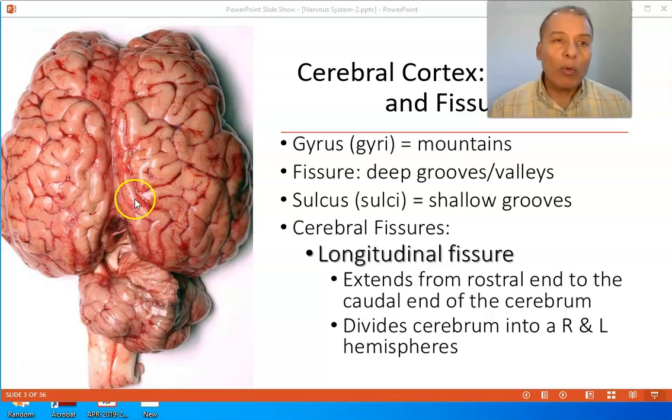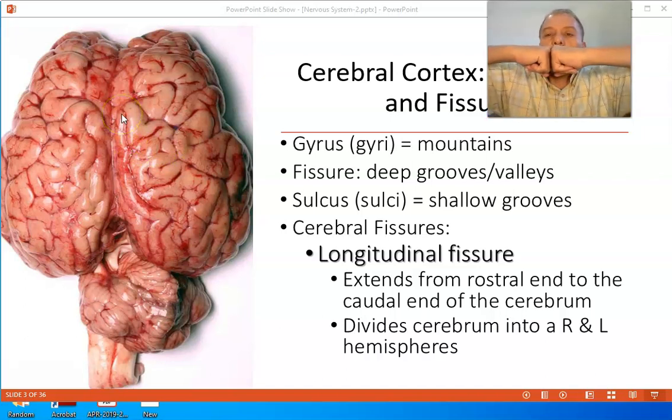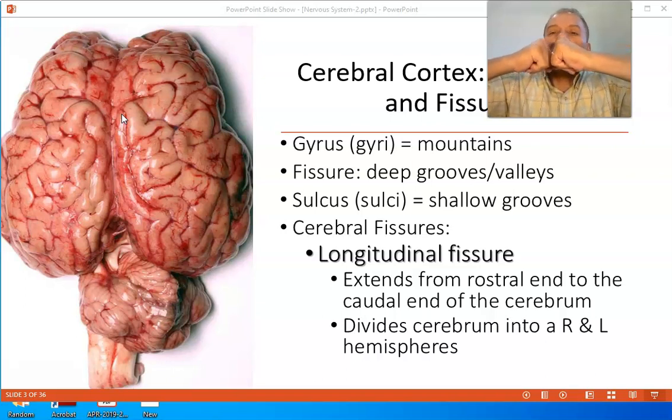One of the most prominent ones is that deep groove that separates the right hemisphere from the left hemisphere. It is much deeper than this, but just because the brain here doesn't have anything to support it, it is just flopping down. But the right hemisphere and left hemisphere sit together just like this. And when you open them up, you see that the fissure is very deep.